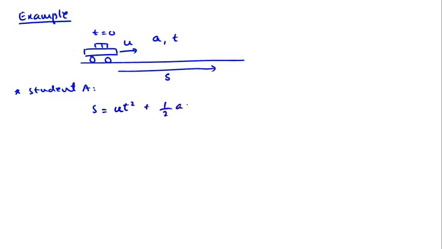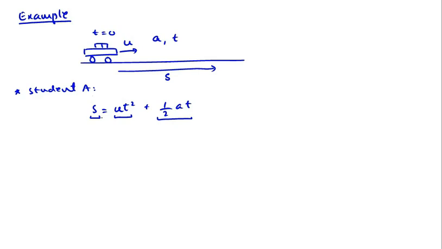Now students, if this equation is correct, then it must be homogeneous. So let's check the homogeneity of this equation now. Students, first of all, note that this equation has three terms, s, ut squared, and half at. Now if all the terms have the same SI base units, then the equation is homogeneous and may be correct. But if the terms have different SI base units, then the equation is non-homogeneous and must be incorrect.